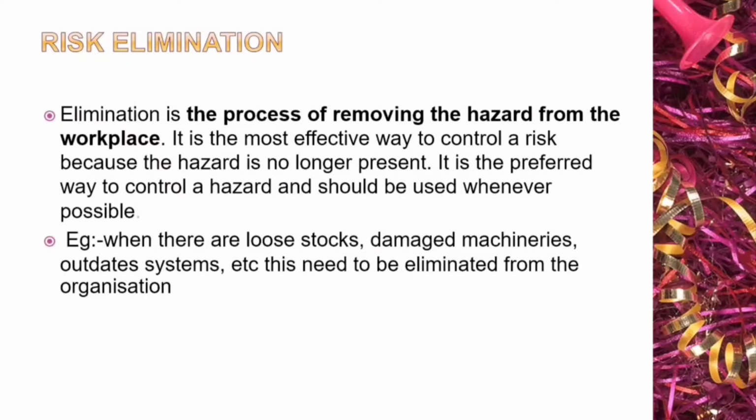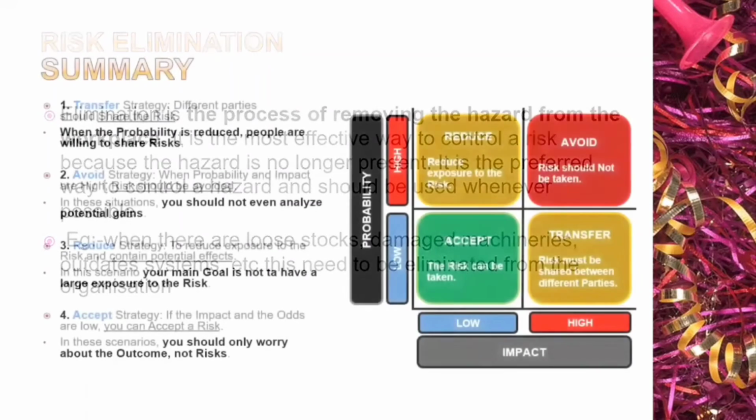Risk elimination is where we are completely eliminating that kind of risk from an organization. In order to see this, we can see an example. When there are loose stocks or damaged machineries or outdated systems, we can eliminate these from the organization, which will definitely be an effective way to control a risk. So this is the removing or the elimination of hazards from the workplace, called risk elimination.